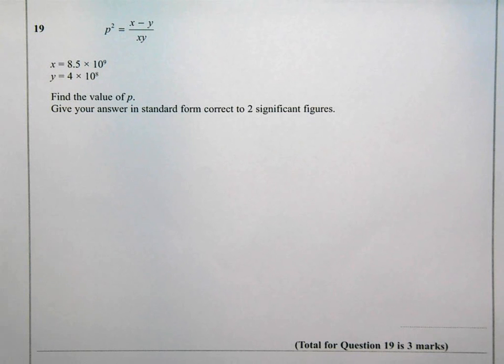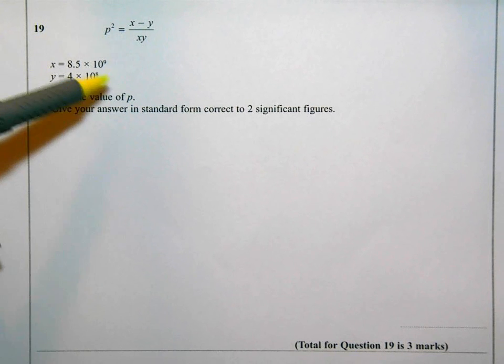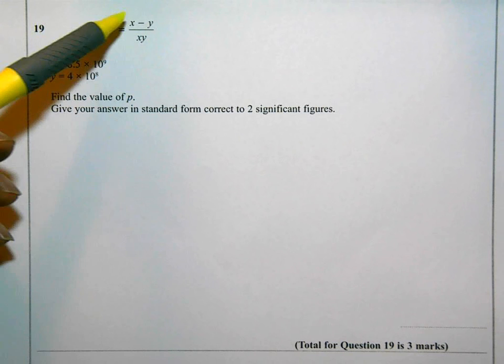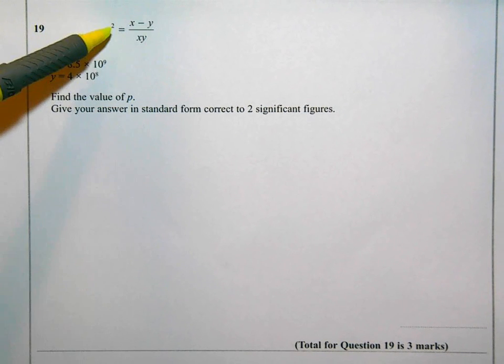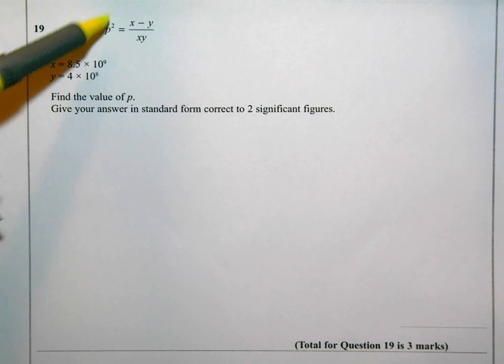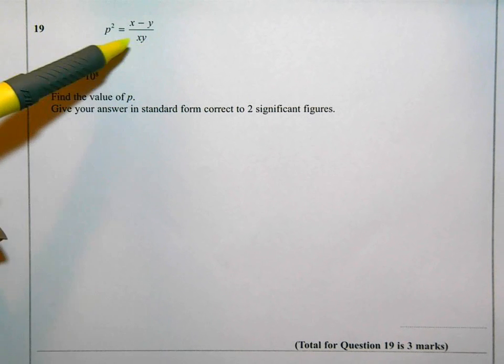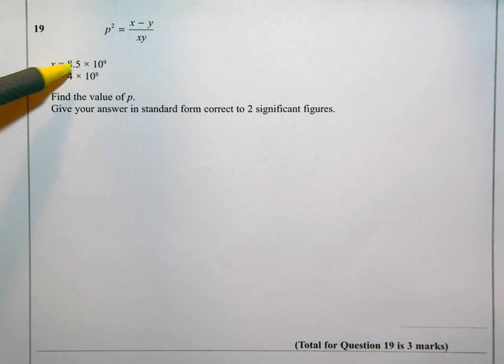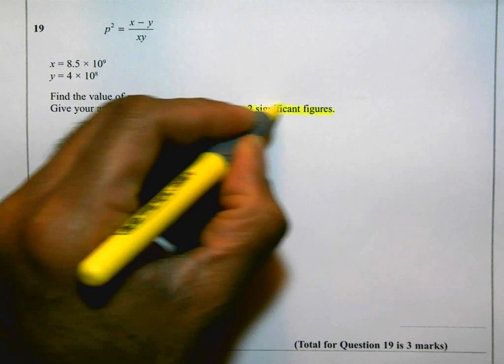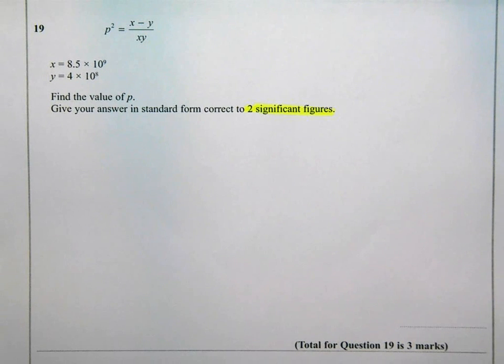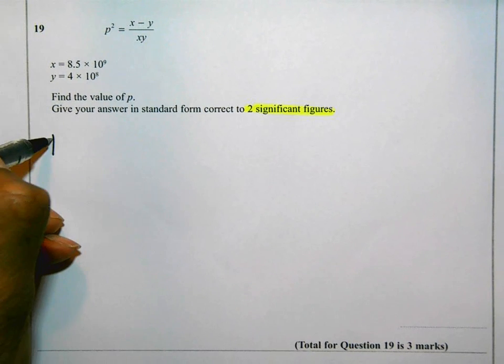Okay, so what I need to do is do a substitution for x and y into here, and work out the value of P, by working out x take away y divided by x times y. Now these numbers are in standard form, and I could use my calculator to do the calculation, and I need to remember to give my answer correct to two significant figures. So I'm going to write it out in full first. I'm going to do the substitution.